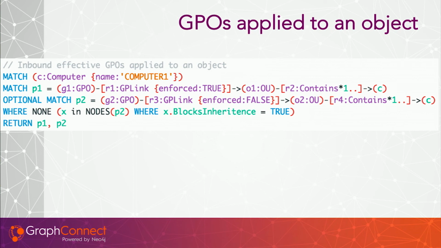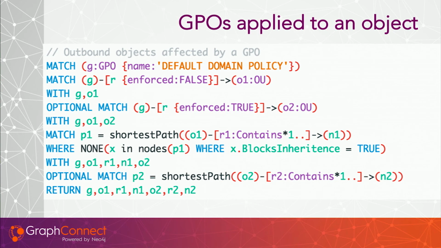From a GPO to the nodes that it effectively applies to, following this logic of GP link and block inheritance, that's relatively simple. So I can do that with match, optional match, and where from a GPO node to the resulting object nodes. And I can do that in 5 lines. So pretty simple. The other way around, from objects to the GPOs that actually apply to them, is a little more complex. So that looks like this. I'll give you a second to look at that. So this is a little more complex, and I guarantee somebody in this room knows how to write this more efficiently.